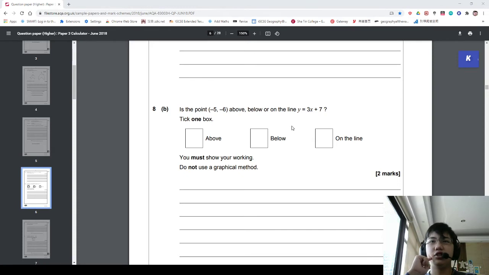We are given a question. Is the point (-5, -6) above, below, or on the line y equals 3x plus 7? And we need to tick one of the boxes below. So it's either above, below, or on the line. We must show our working, and we are not allowed to use the graphing function on our calculator yet again.